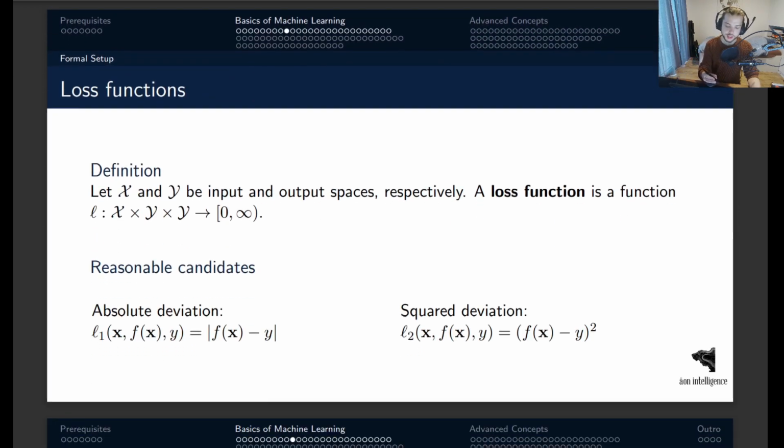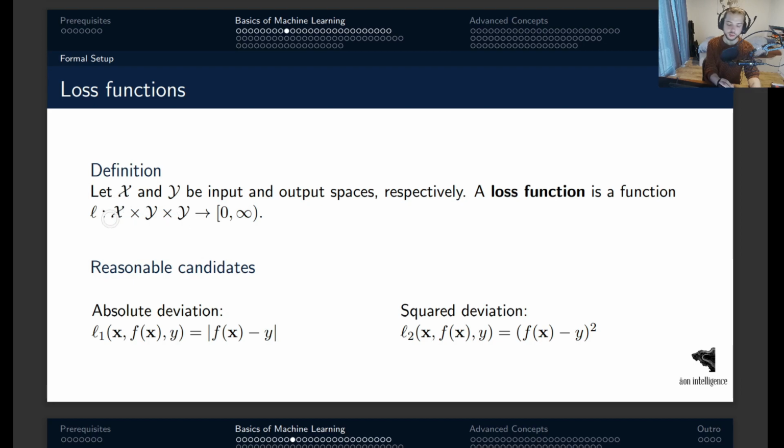Now observe that we are still in the supervised learning scenario. And in supervised learning, we will often make use of so-called loss functions. And here is a formal mathematical description of what a loss function is. So let X be the input space and Y the output space. And a loss function is any function L that takes as input a triplet.